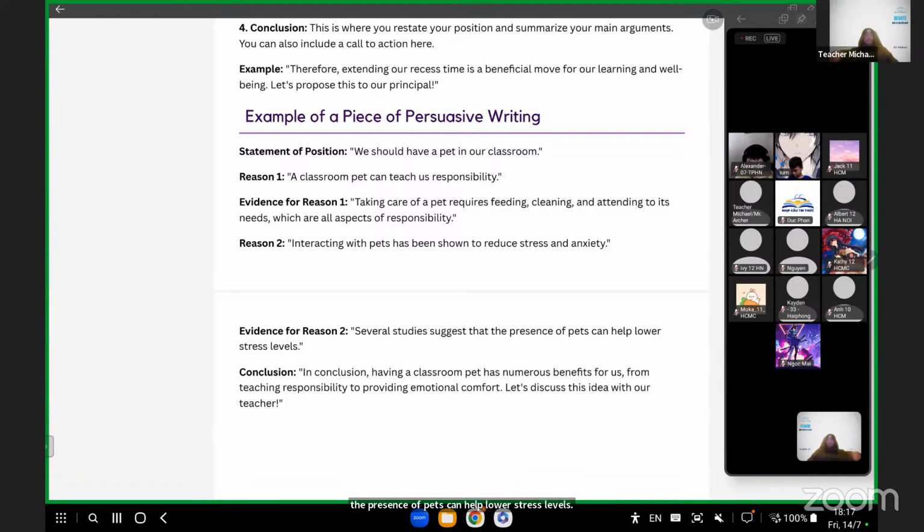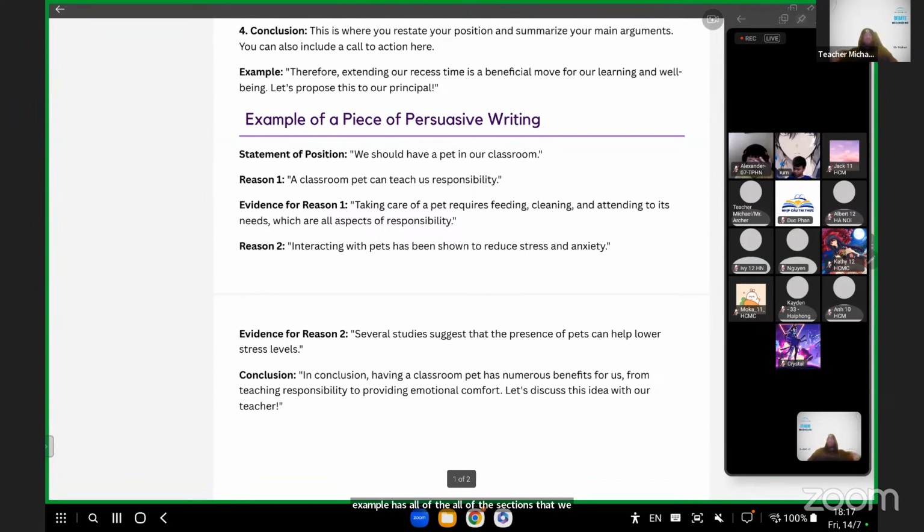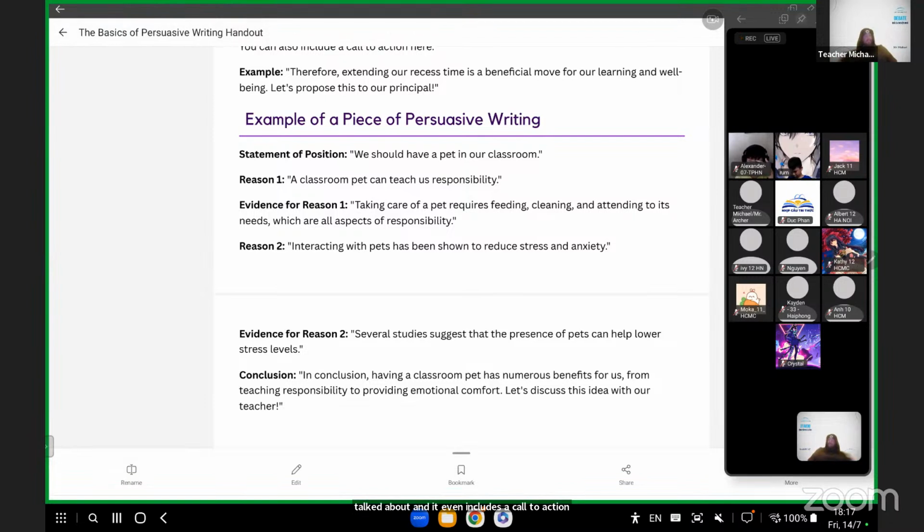Conclusion. In conclusion, having a classroom pet has numerous benefits for us. From teaching responsibility to providing emotional comfort, let's discuss this idea with our teacher. So this example has all of the sections that we just talked about, and it even includes a call to action in the conclusion. So let's discuss this idea with our teacher. That is our call to action.